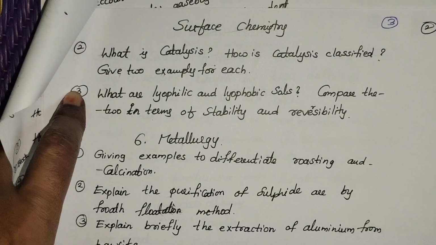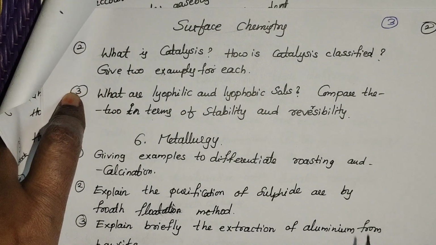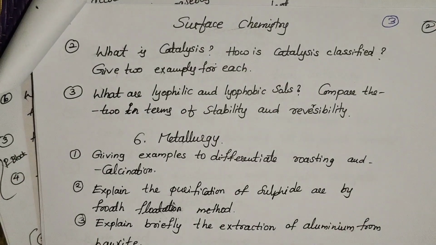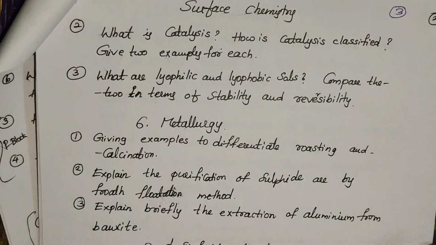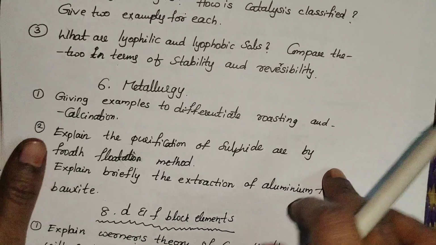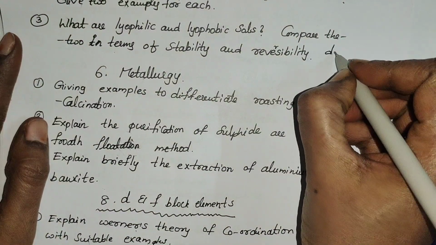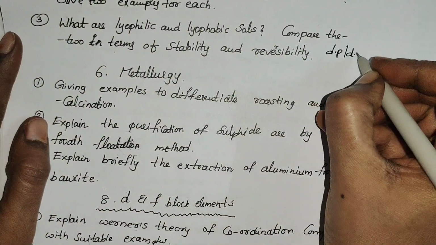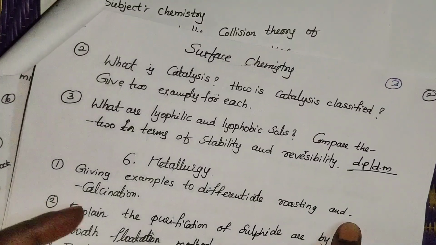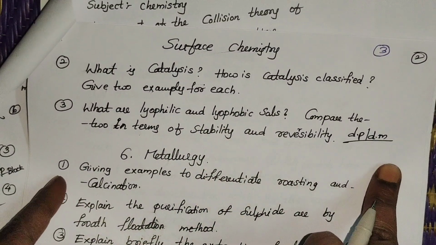Next, surface chemistry: what is catalysis, how is it classified, give 2 examples of each. Catalysis types is an important question. Next, lyophobic and lyophilic sols are the same question; they will ask about dispersed phase and dispersion medium. How many types of colloids are there based on dispersed phase and dispersion medium? Same question, same answer, but different types of questions.